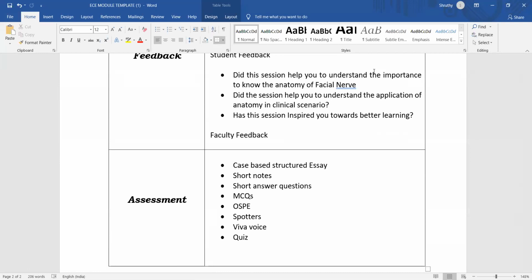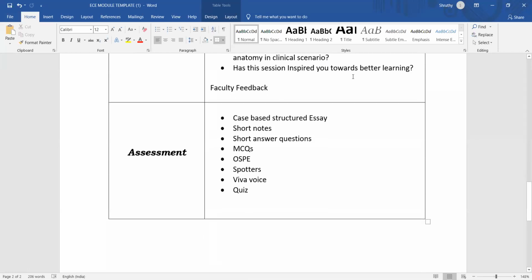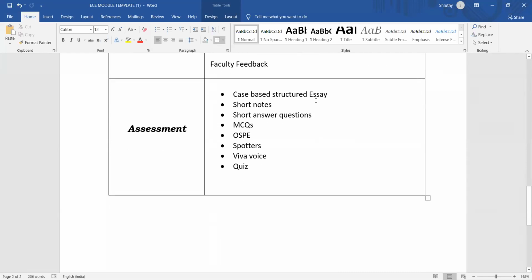And in terms of assessment, again, we could go for a case-based essay, short notes, a short answer question, MCQs. OSPE will be a great choice too. Again, we can give them a small, quick spotted test. Viva or quizzing is always an option here.